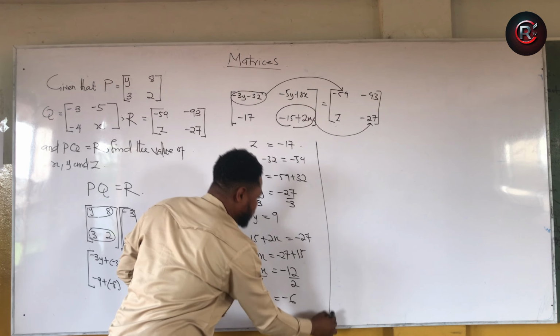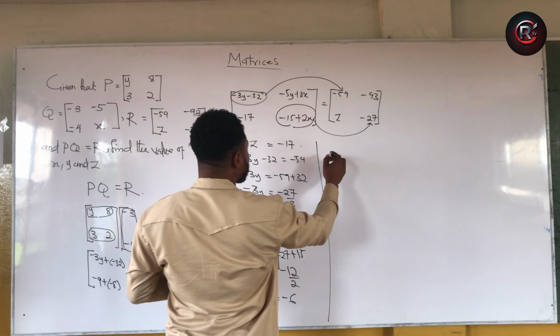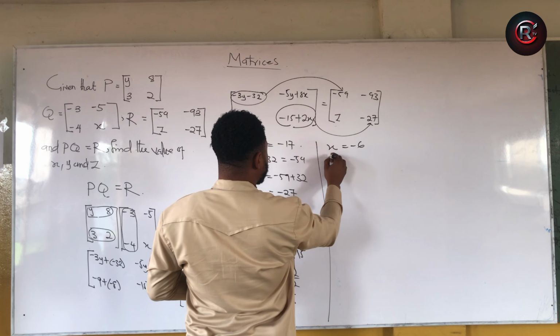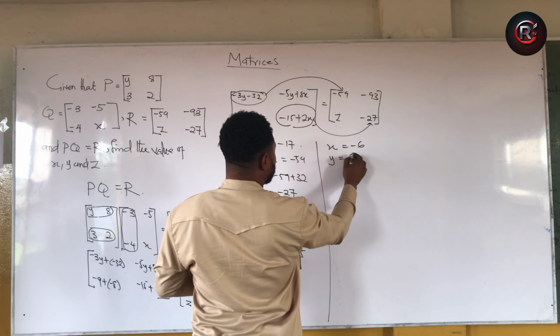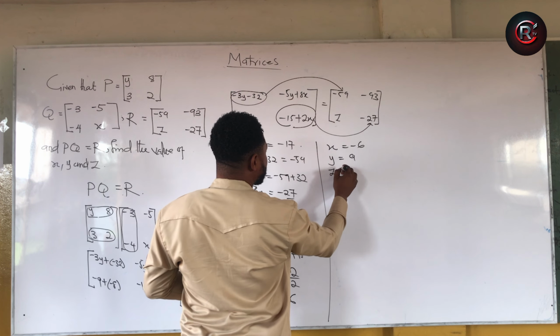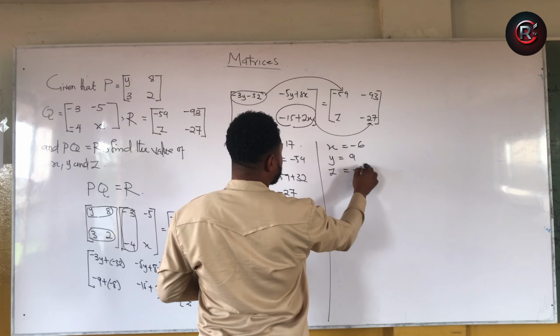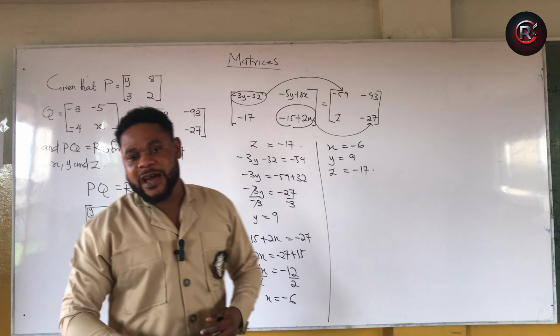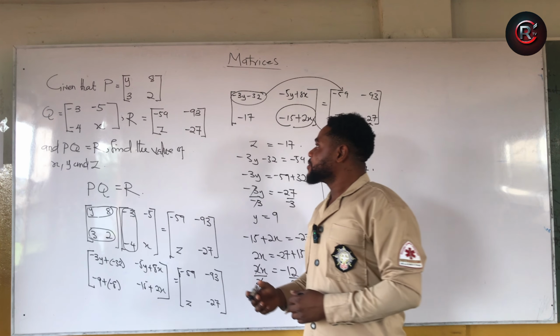Therefore, we can conclude by saying that x equals -6, y equals 9, and z equals -17. So this is how we can answer this nice question.